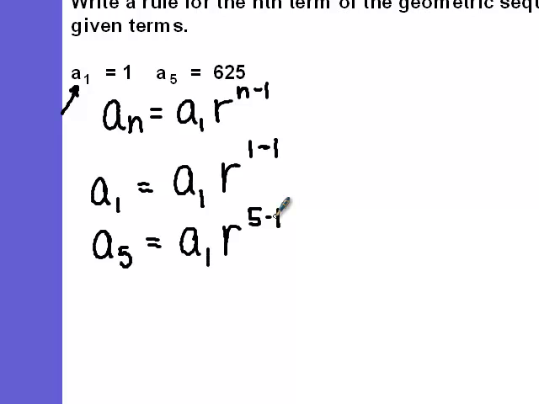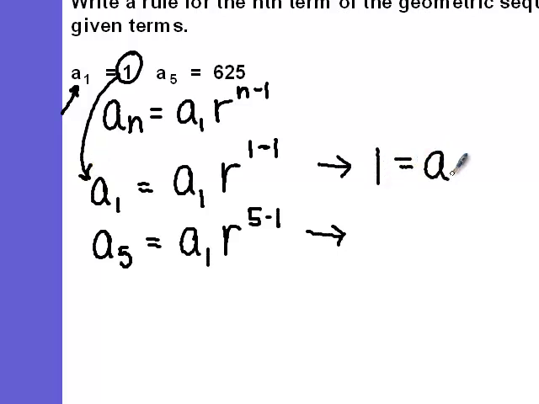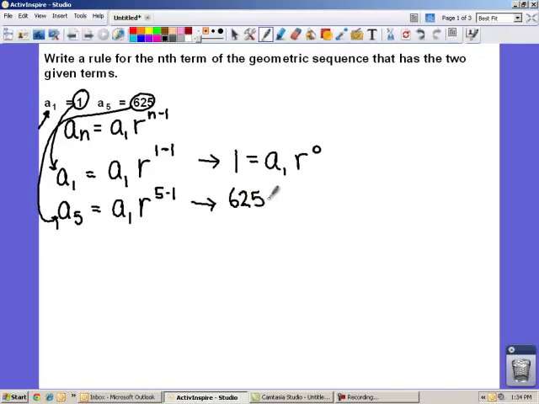And what I'm going to do is I'm going to simplify these both because we have a number that we are given. So 1 is actually going to go here. And I know what 1 minus 1 is, and that's 0. And then down here we have 625. That's going to be plugged in here. So 625. And then I know what 5 minus 1 is, and that's to the 4th power.